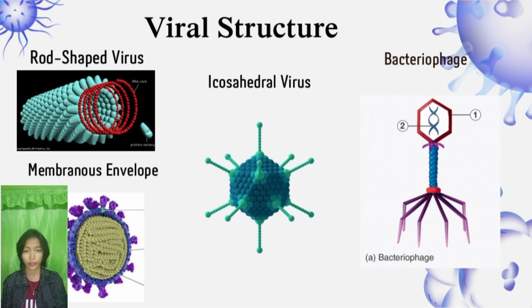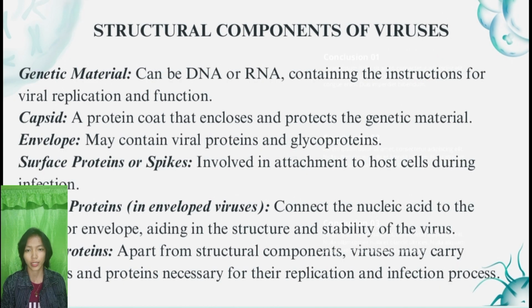The structure of the virus comes in a number of forms. Some are rod-shaped or helical, like the tobacco mosaic virus. Some are icosahedral, like an adenovirus. Some have a membranous envelope covered with spikes, like the influenza virus, and the bacteriophage, a combination of rod-shaped and the icosahedral virus with some fiber tails. All of them carry their own genetic material. It can be DNA or RNA, containing the instructions for viral replication and function.